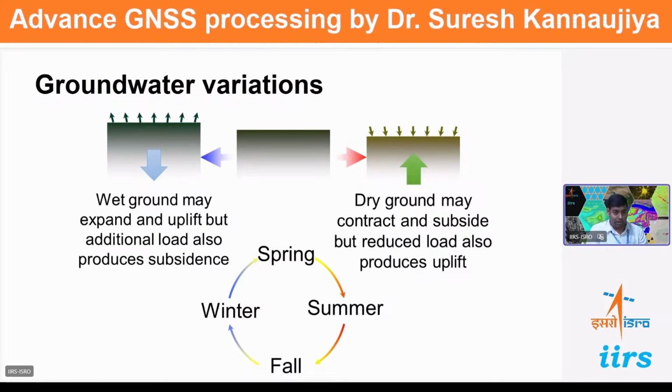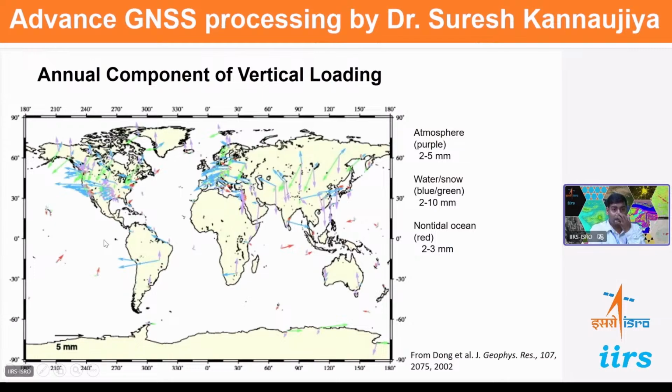So when it is getting contracted, and then coming again to the natural position, this contraction and expansion is taking place. Due to this, we get the negative and positive, mainly in the vertical component. So this is the annual component of vertical loading. You can see how it is taking place globally, all around the world. This is the vector of the vertical loading, and you can see the direction is also different. It is not the same in all the plates.